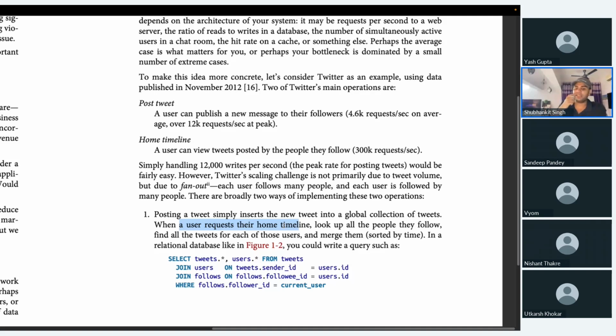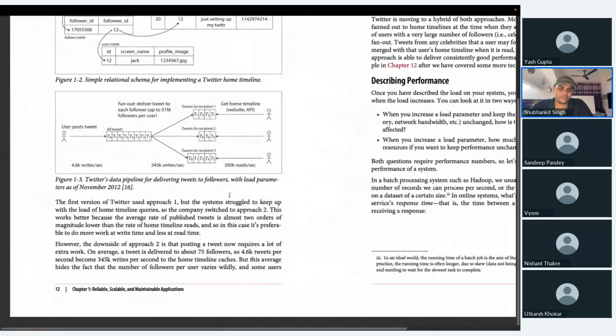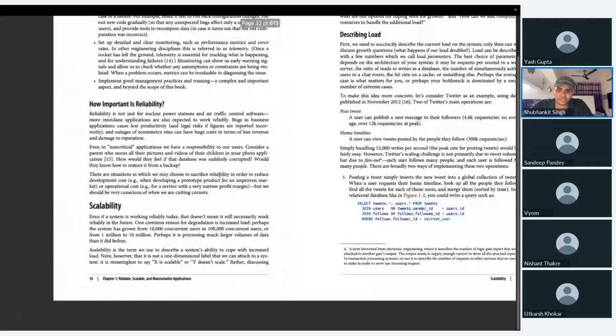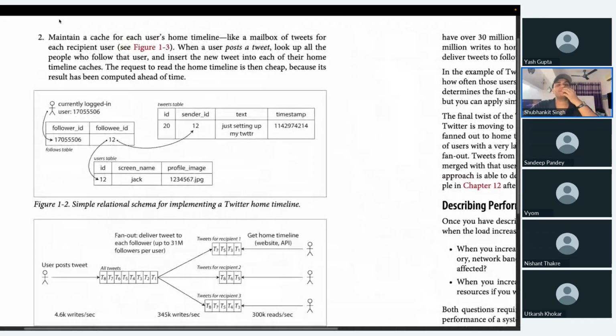So I'll basically go to my following list, and I'll try to see all the tweets which they have posted, but I will see all of these tweets in this global collection of tweets in the main table. That is one way to solve it. We are going to get towards the main part, don't worry, guys. Another way to solve it is that you maintain a cache for each user's home timeline.